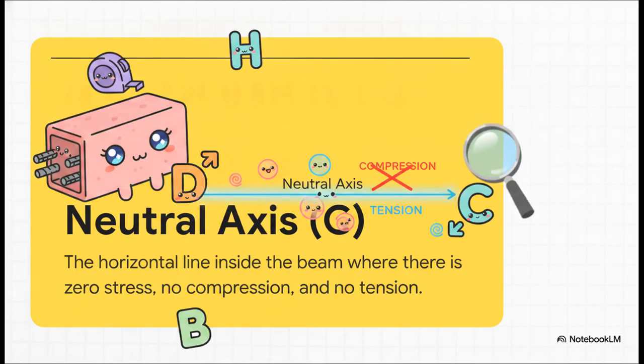With the rules locked in, we need to map out our territory. This is essentially the alphabet soup of beam geometry. H is the total overall height of the beam, and B is the total width. Now, D is absolutely critical. That's the depth from the top compressive edge down to the exact center of our steel reinforcement. Finally, C is the depth to the neutral axis, which is that magical horizontal line inside the beam where there is exactly zero stress, no compression, and no tension. Understanding these dimensions is a big deal because they dictate exactly where our internal forces act.